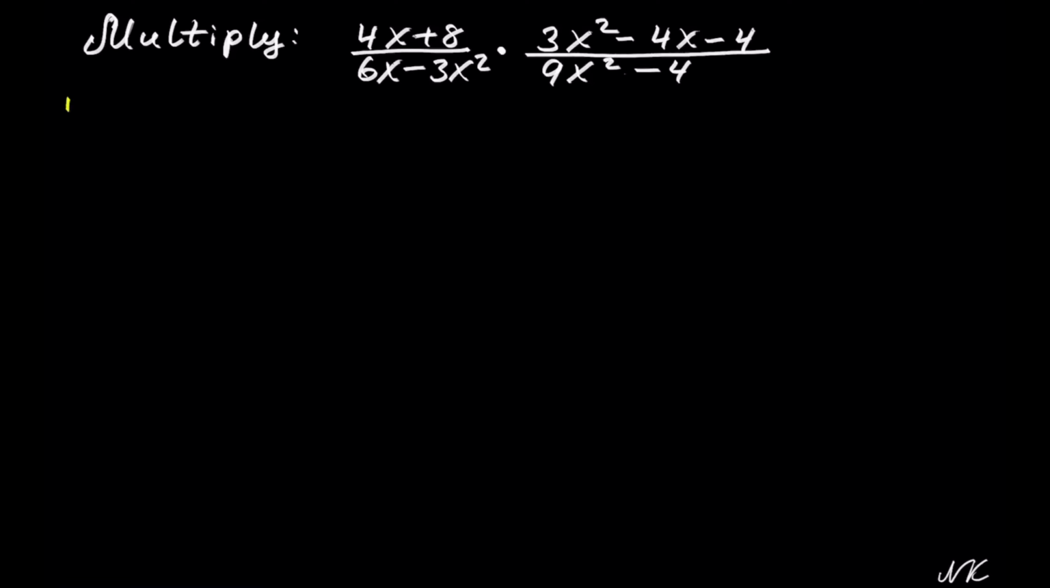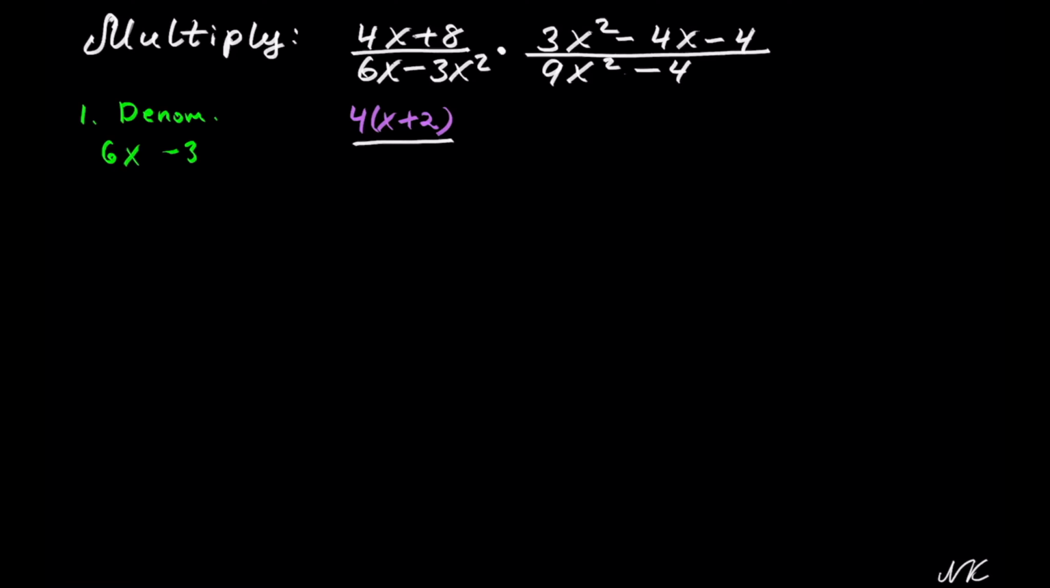Let's factor the first numerator, which is 4x plus 8. 4x and 8 can both be divided by 4, so 4 goes into the denominator and on the outside, and we will get 4 times 4x out of 4. 4 and 4 will cancel, and we have x plus 8 divided by 4 is 2. So our first numerator is 4 times x plus 2.